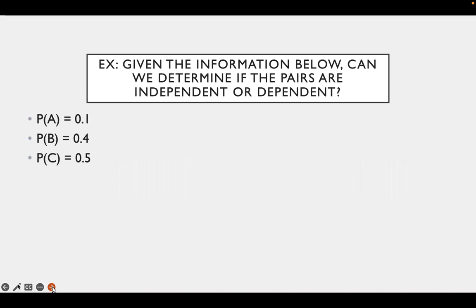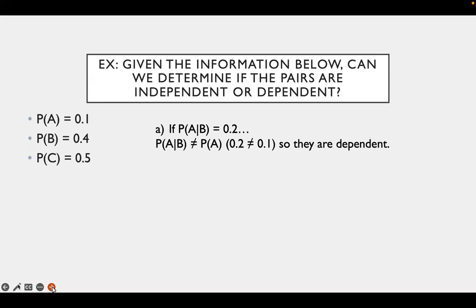So given the information below, can we determine if the pairs are independent or dependent? And we're going to do three problems here. So we know that the probability of A is 1/10, probability of B is 4/10, and the probability of C is 5/10. So if the probability of A given B is 2/10, what do we know about A and B? Well, if the probability of A given B equals the probability of A, then they're independent. But the probability of A given B does not equal the probability of A because 2/10 does not equal 1/10. So A and B are dependent.